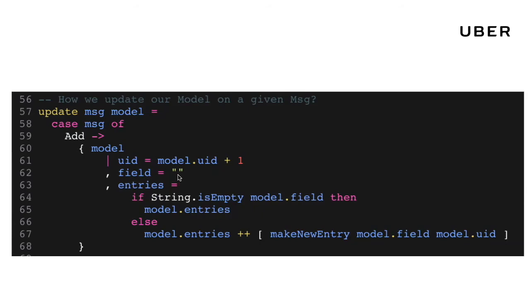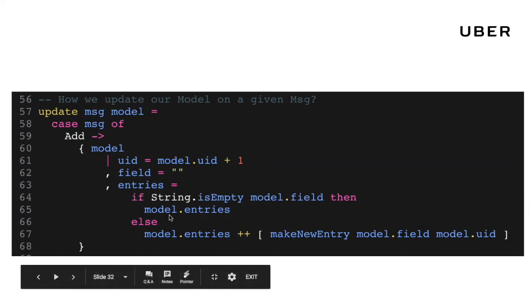We want to clear out the field, right? So we inserted one, we want to clear out the old one. And then we want to update the list of entries. So here we do a little check to make sure that we're not inserting an empty item into the list. So if the field is empty, you have to use this string is empty. You can't just do equals equals empty quotes. The language is a little bit more strict on that.